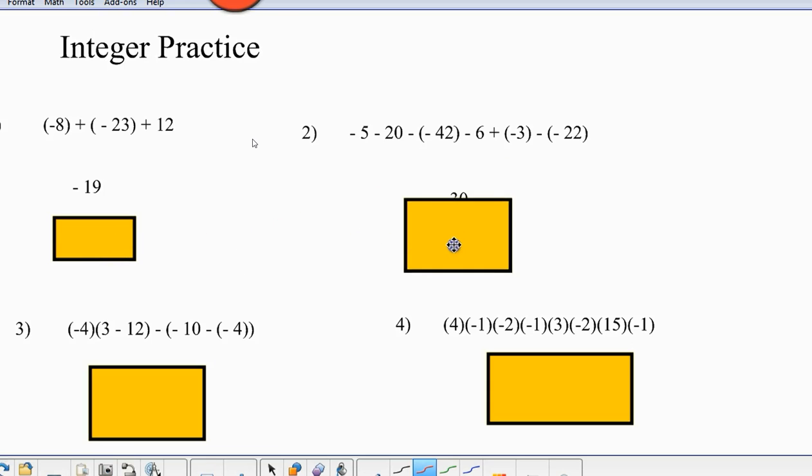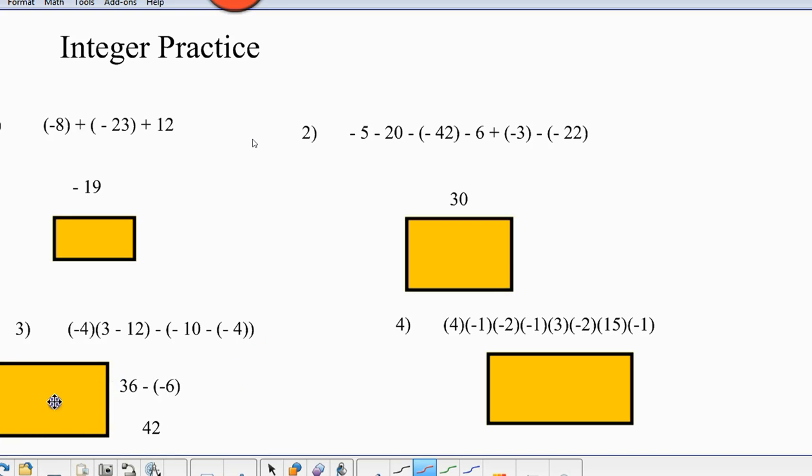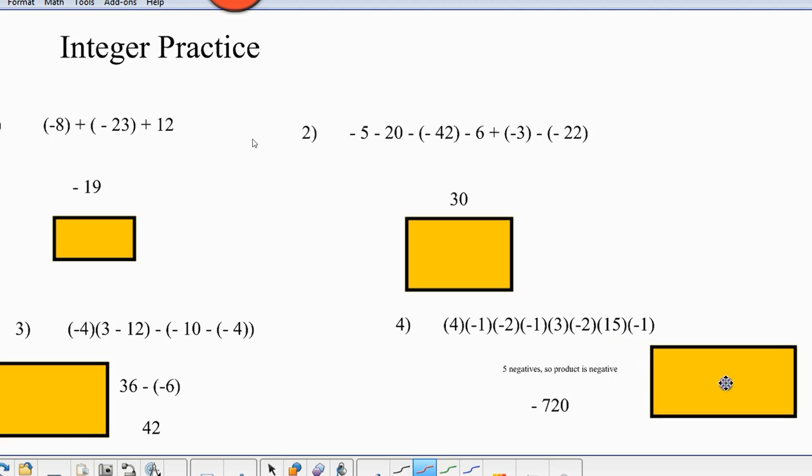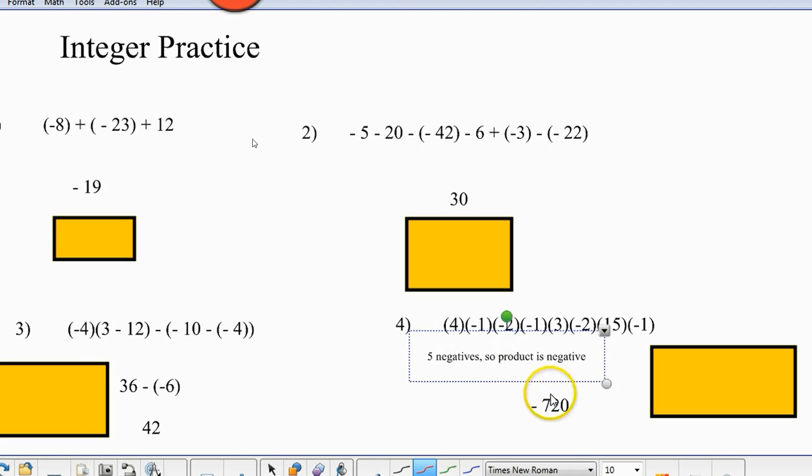Okay, we have negative 19 down there. 30. 36 minus negative 6 becomes 36 plus 6 or 42. And here, number 4, I've got 5 negatives. 1, 2, 3, 4, 5. So the product is negative. I'm going to go ahead and multiply the numbers. 4 times 2 times 3 times 2 times 15 is 720. So negative 720.